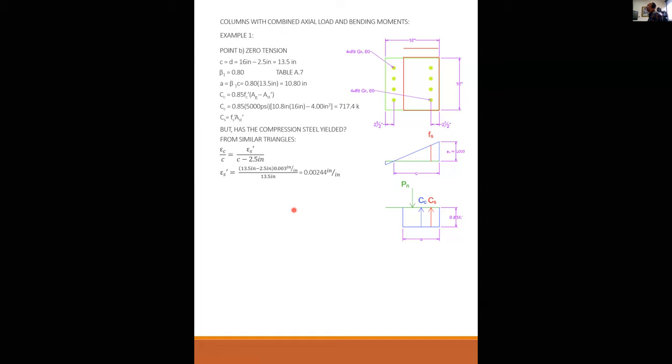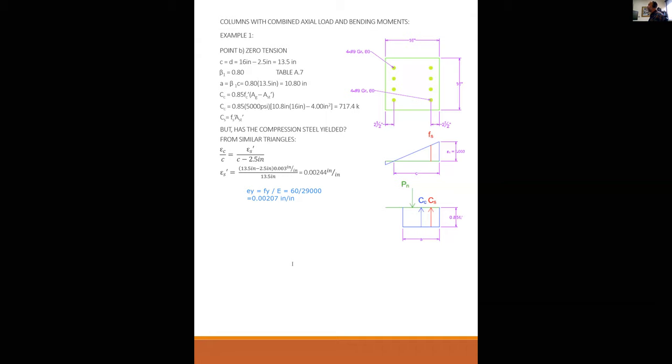What's the yielding strain for grade 60 rebar? You kind of have to know that to be able to get through these problems. The yield strain is always equal to the yielding stress divided by Young's modulus. So for grade 60 rebar, that is 60 ksi divided by 29,000 ksi, Young's modulus, which equals 0.00207 inch per inch.